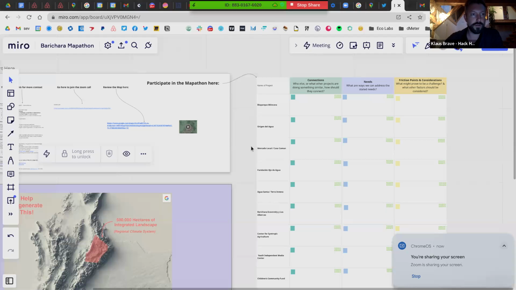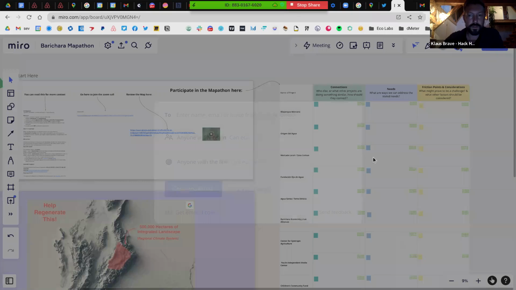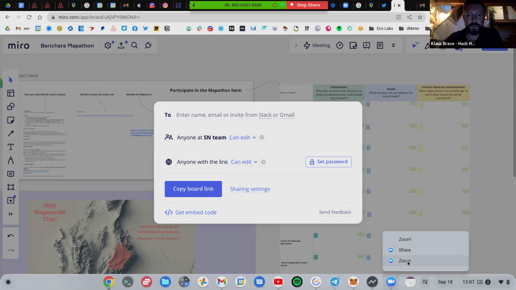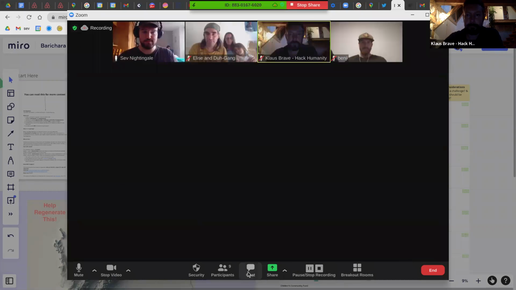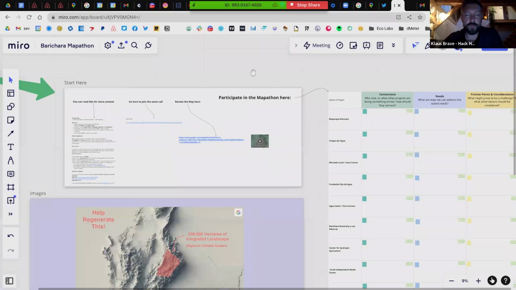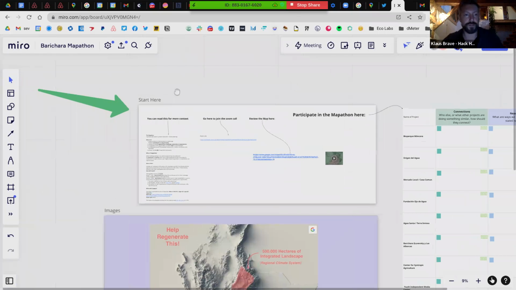Absolutely. So I'll share my screen. This is the Miro board that we'll be using, and let me post the link to this in the Zoom chat. There we are. You can bring that up simultaneously on your computers. So you walk us through this. Yep.